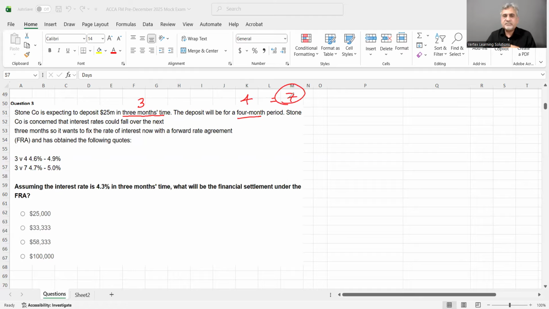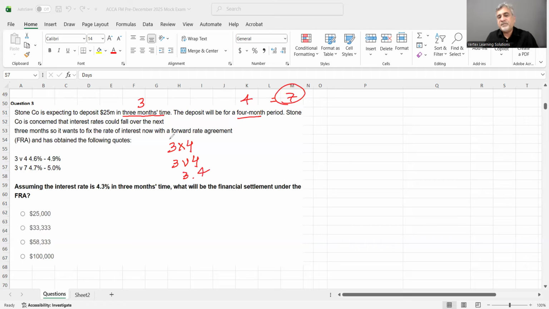Okay, this is how quotes for FRA are also given. If I see 3 to 4, now they write it down 3x4, or you can write down 3v4, or you can write down 3.4. What does that mean?